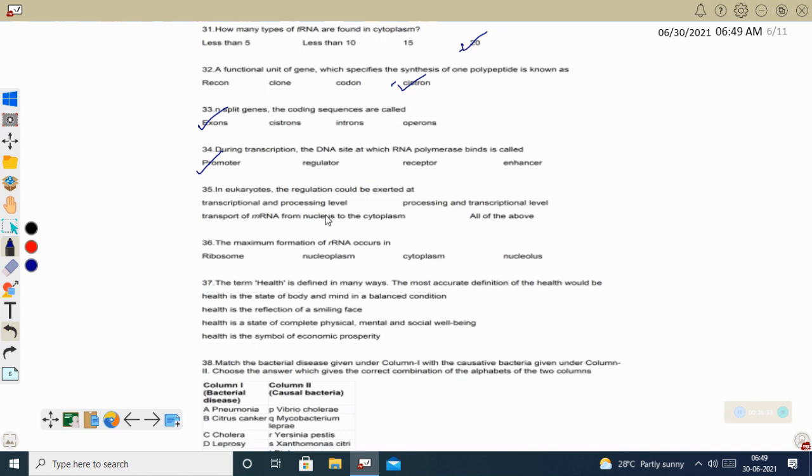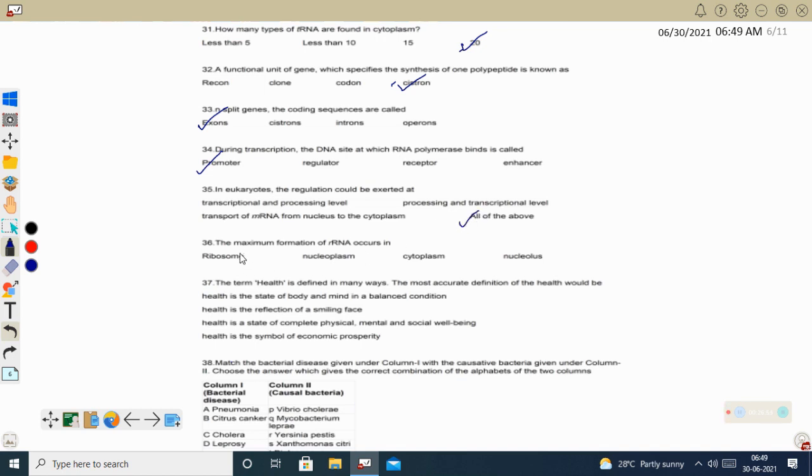Processing means, in eukaryotic organisms, after transcription, the hnRNA or heterogeneous nuclear RNA has to undergo processing for maturation to become a matured mRNA. Okay, so that is processing. So these all of the above, that could be exerted, all of the above where the regulation of the gene can be exerted.